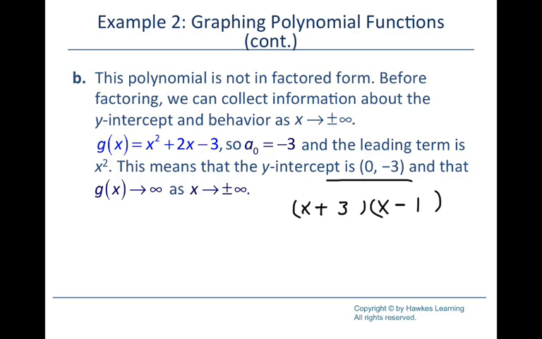Then we're going to use the zero factor property and set this equal to 0 and solve it, and this equal to 0 and solve it. So x equals negative 3 and x equals 1. And those will all be our x-intercepts. So we have 3 points. We have our y-intercept and our 2 x-intercepts.